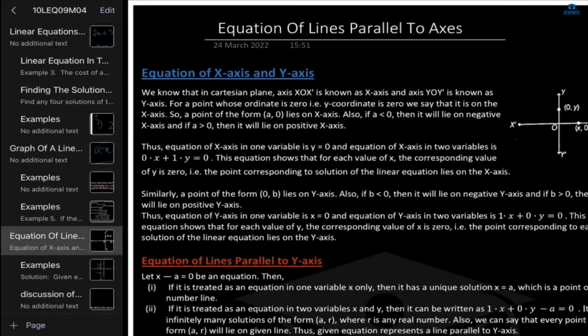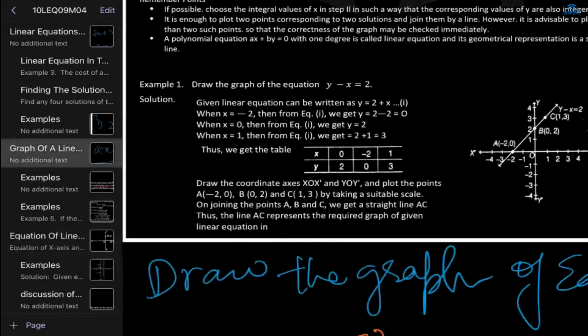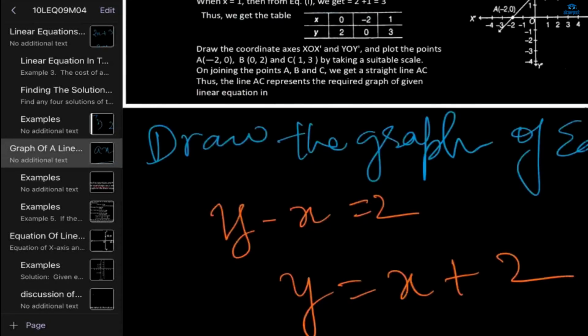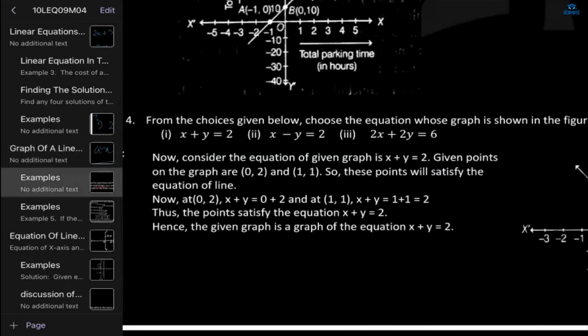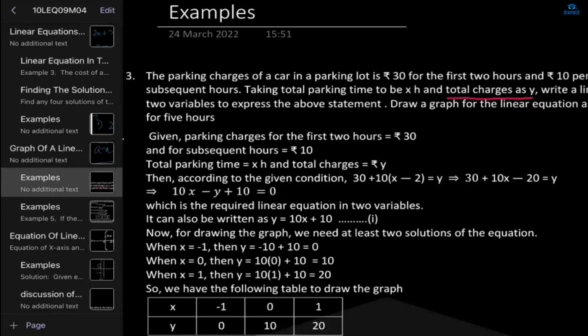Till now, any problem in this chapter? Equation of lines, linear equations in two variables. I'm not able to understand the word problems of linear equations in two variables. Yes, ma'am, I'm having a problem with that. Okay, so word problems, you are not able to find them.